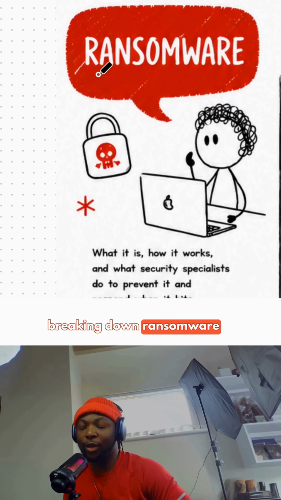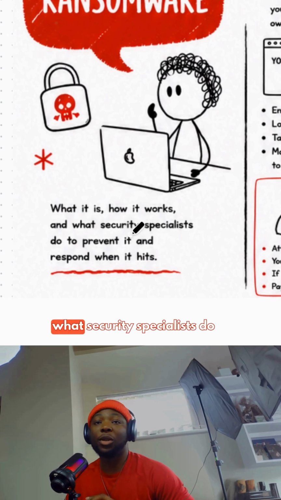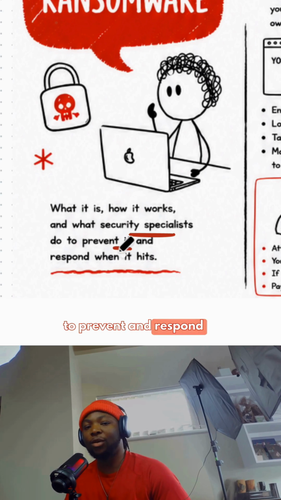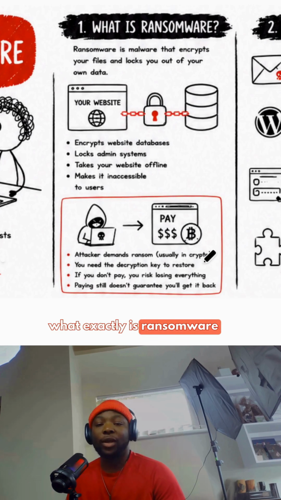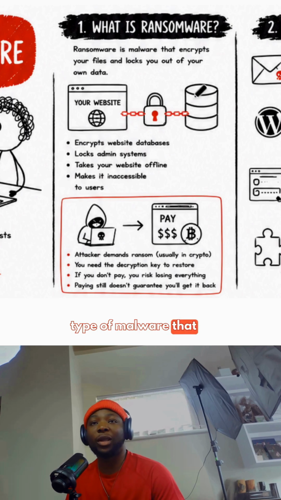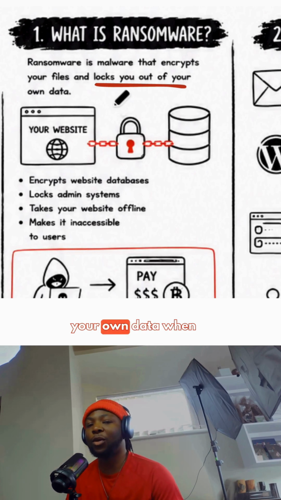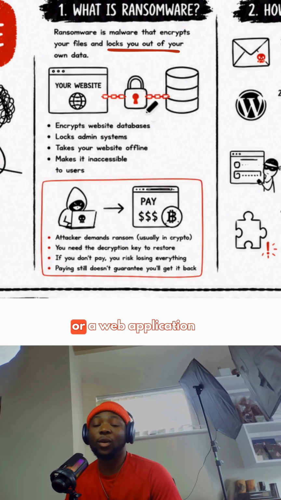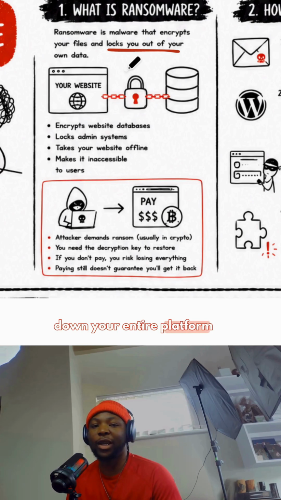Today, we're breaking down ransomware, what it is, how it works, and what security specialists do to prevent and respond when it hits. So what exactly is ransomware? It's basically a type of malware that encrypts your files, locks you out of your own data. When it targets a website or a web application, it can take down your entire platform.